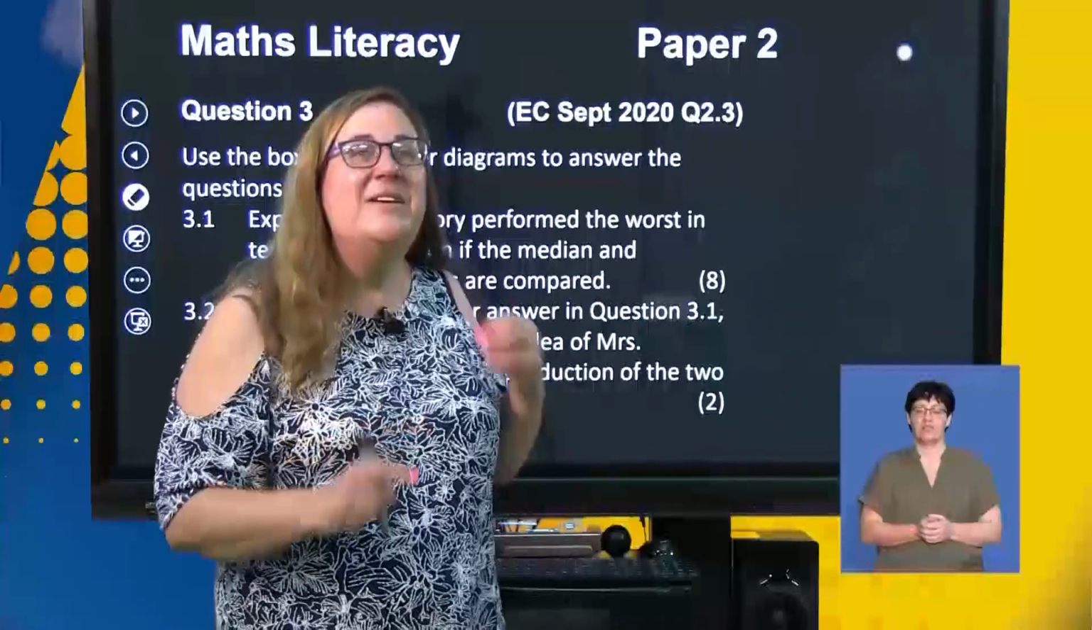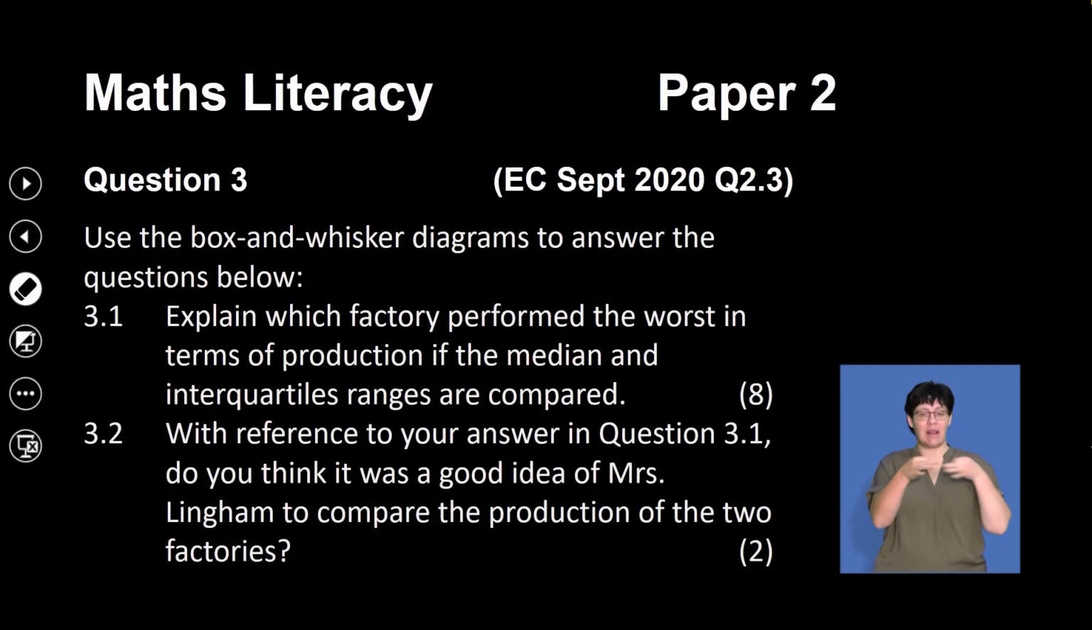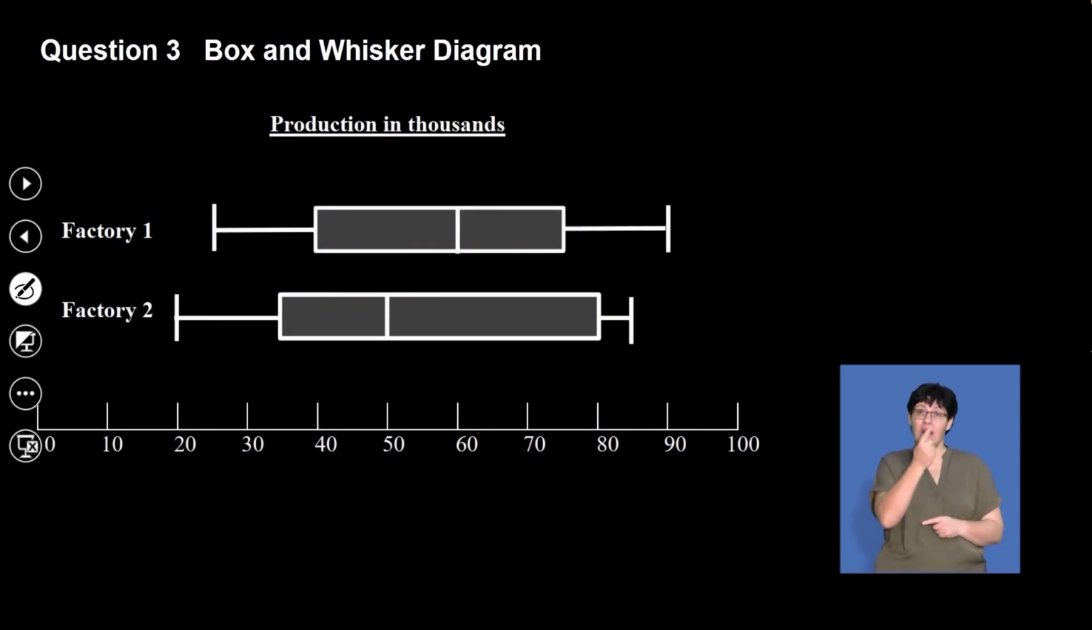Thank you. So now let's see what our questions that we had were. The question said, explain which factory performed the worst in terms of production if only the median and the interquartile range are compared. And then with reference to your answer to question 3.1, do you think it was a good idea? So let's go through each question. So we're looking at the interquartile range. For our interquartile range, we need our Q1, our Q3, and our Q2, and we're going to read all these values.